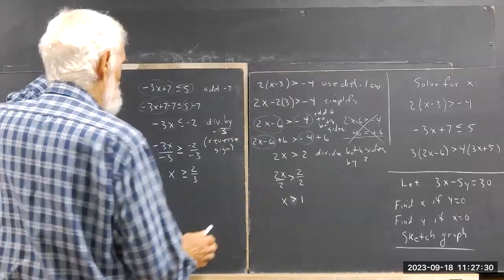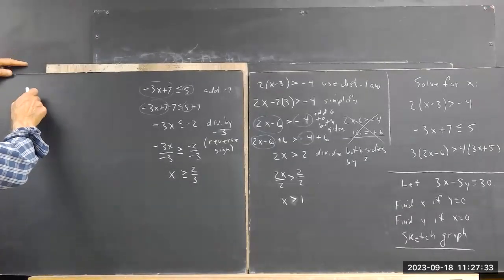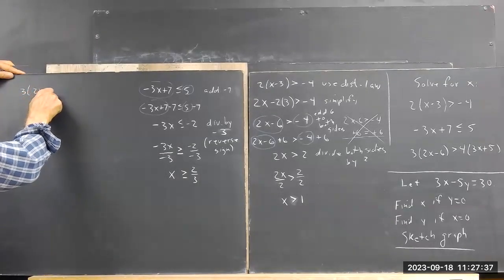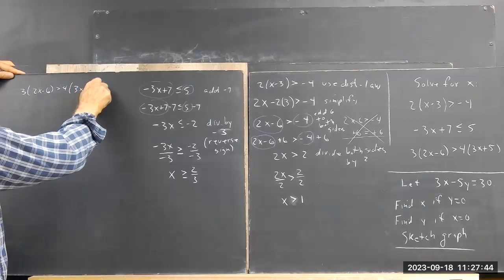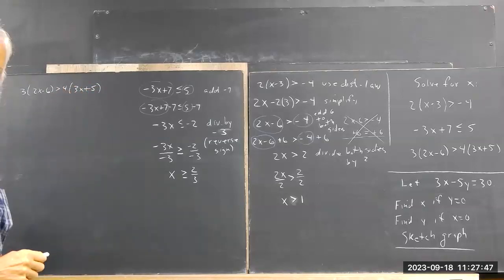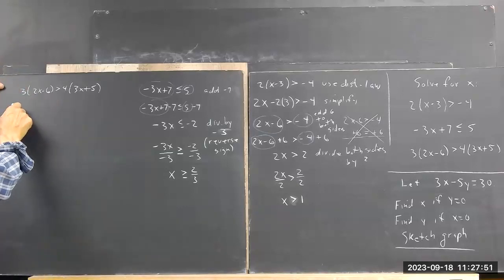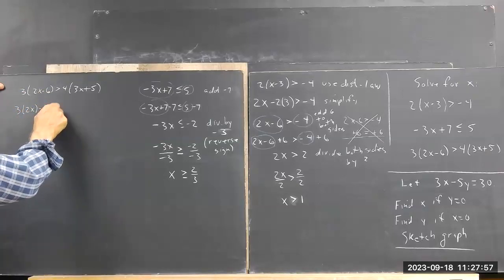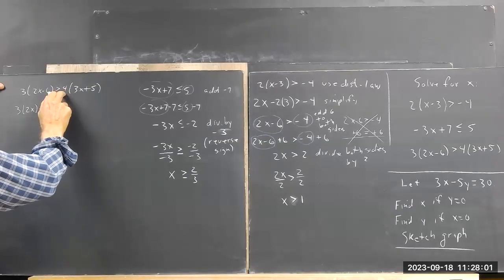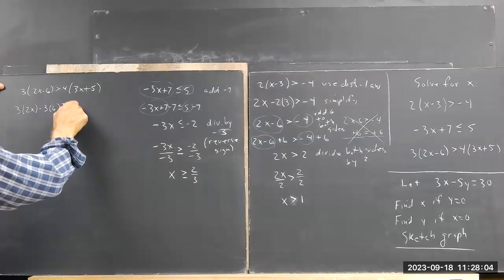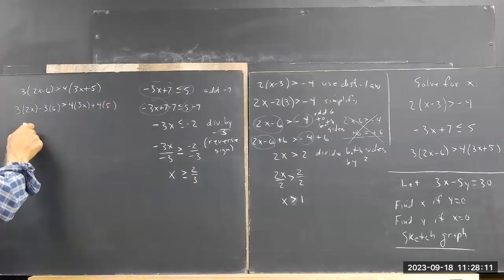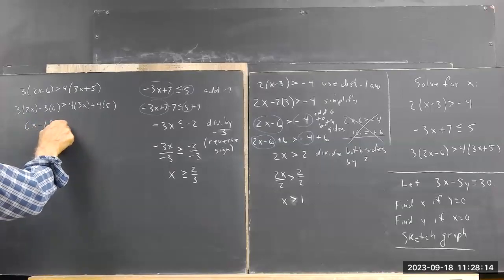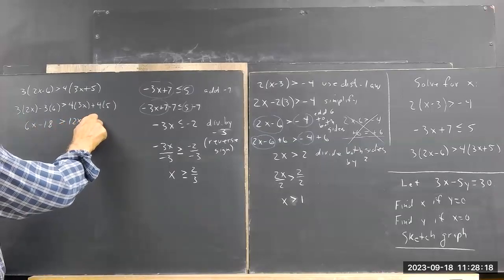I don't have to do this, so let's do it here. 3(2x minus 6) is greater than 4(3x plus 5). Well, distributive law says we've got to multiply 3 by this and by this. That's 3 times 2x minus 3 times 6 is greater than 4 times 3x plus 4 times 5. We simplify this. We get 6x minus 18 greater than 12x plus 20.